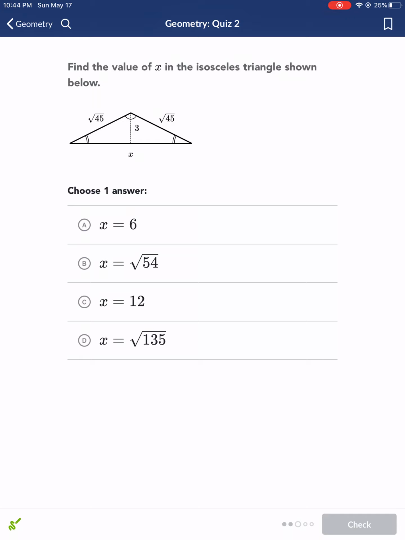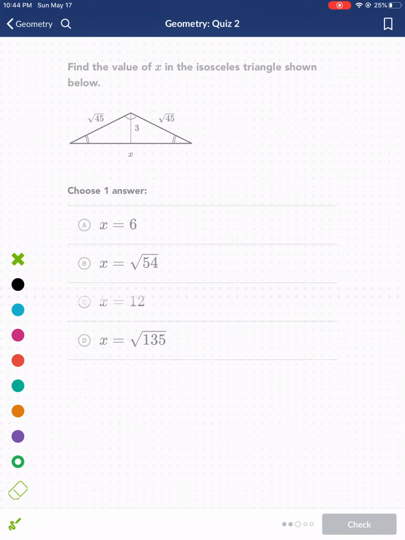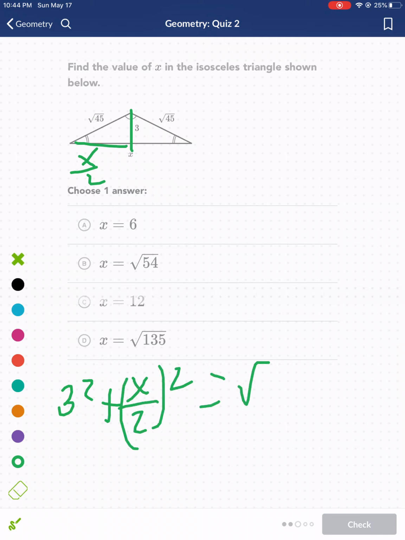Okay, next is an isosceles triangle, and we're going to find the value of x in the isosceles triangle. So here's where we remember that this value, since we're only looking at half, would actually be x over 2. And we are also going to remember what x over 2 looks like when it's squared. So we'd have 3 squared plus x over 2 squared equals the square root of 45. So we know 3 squared is 9. Just a reminder that this would be x squared over 4.